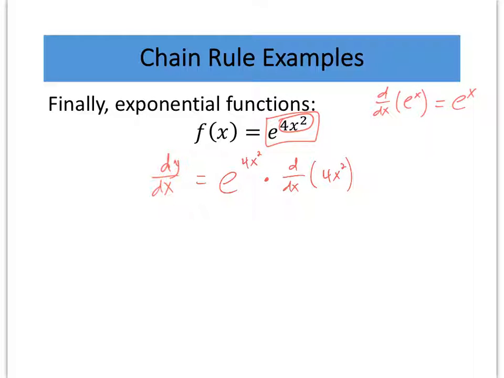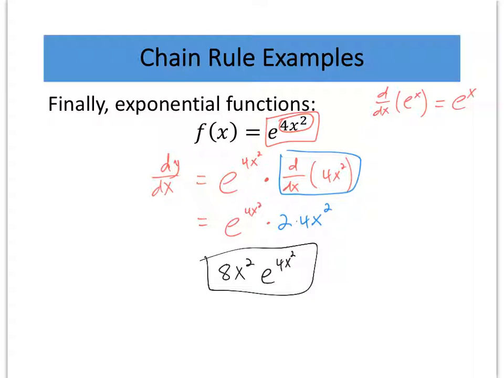So if I do e to the power of 4x squared, this is the same as before. This was the chain rule the first time. The derivative of 4x squared is 2 times 4x. And then when we clean it up, it'll be done. So that's 8x times e to the 4x squared. And there's lots of little numbers all over, but that's dy dx.